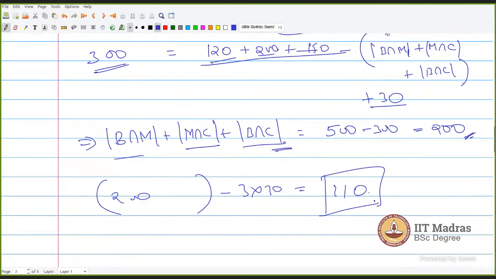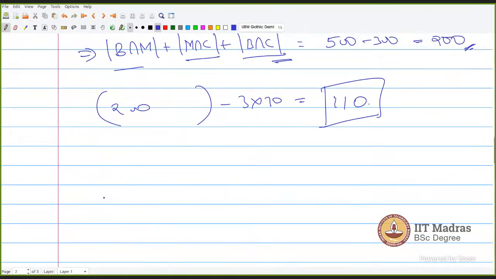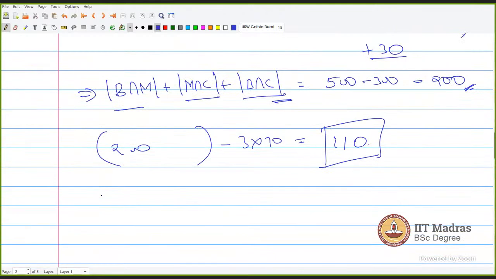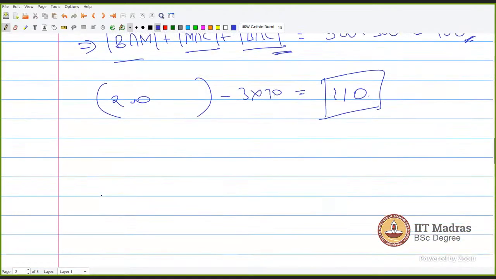Is 200 also exactly two, or at least two subjects? If they asked at least two subjects, 200 is also included. At most two subjects, sir? Yes, let us do at most now. So when I say at most 2 subjects.